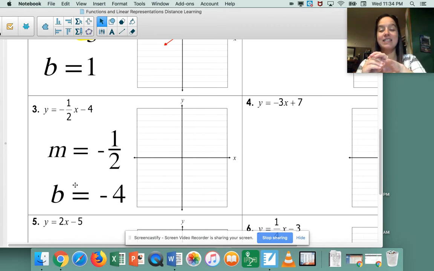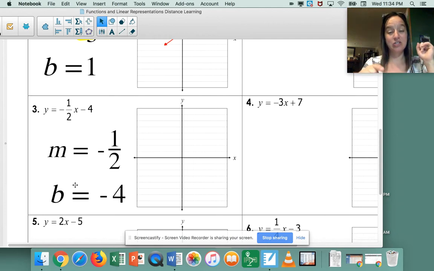So it's not +4. Even though we don't see a negative in front of it, that subtraction sign belongs to the number after it. So therefore, it actually is -4. For this one, I'm going to count down 1, 2, 3, 4, and plot my point.